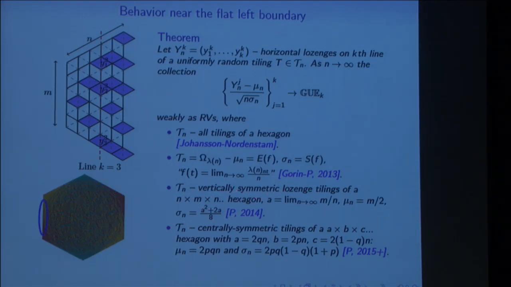And then here we have these tilings with global symmetries that I mentioned earlier. So we can take a tiling symmetric along a vertical axis or centrally symmetric, and then you're changing the distribution somehow. So it's not uniformly random from all hexagons. It's uniformly random from these more special cases. But this still holds.